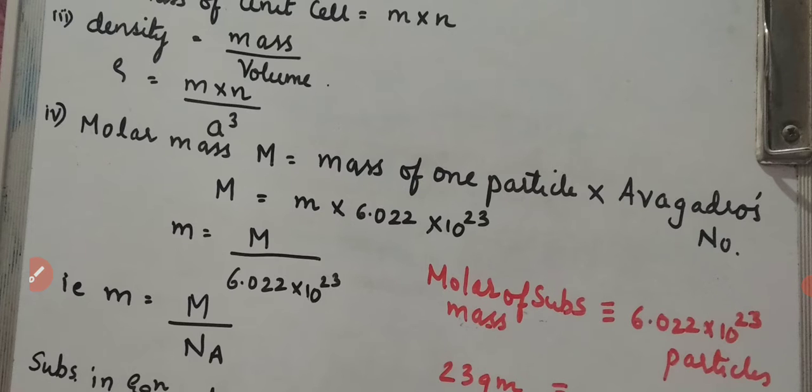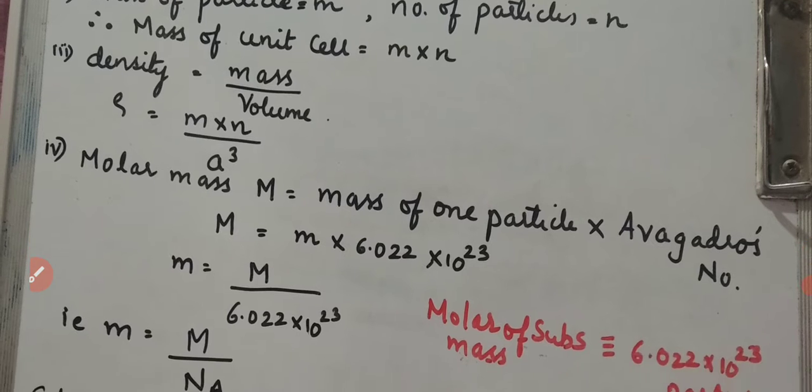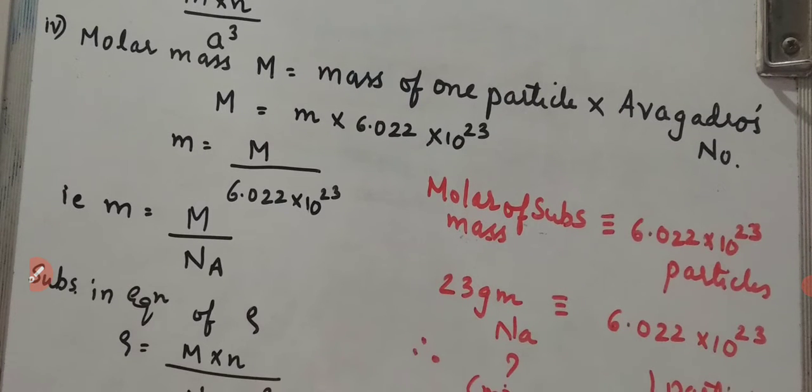We have considered that mass of unit cell is m into n, where m is the mass of one particle and n is the number of particles. So we get m into n upon a cube. Next formula is molar mass capital M is equal to mass of one particle into Avogadro number. So molar mass M is equal to small m into Avogadro number. So we get small m is equal to molar mass upon Avogadro number. So m is equal to M upon Na, where Na is the Avogadro's number.